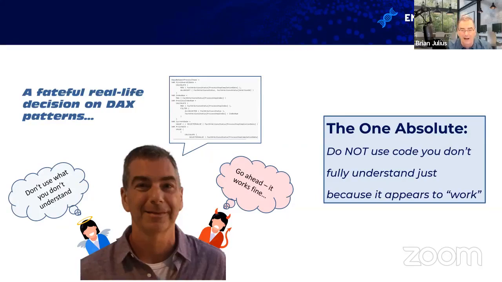That whole thread is still up on the forum. This right here is the actual code from that discussion. And it really led to my involvement with Enterprise DNA. So that DAX pattern decision is ultimately why I'm here today. Had I taken the go-ahead and used it, it works fine, that might have worked out okay, but I probably would not be here today. And I'm definitely of the mindset now that I never use code I don't understand.